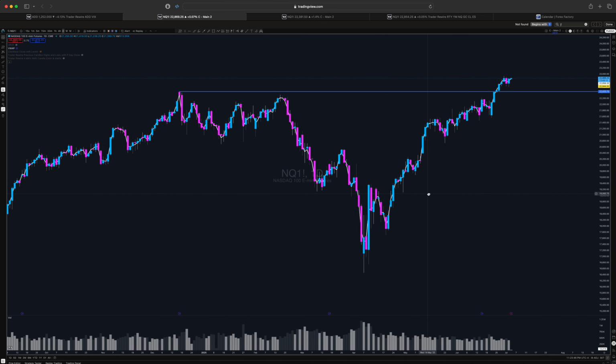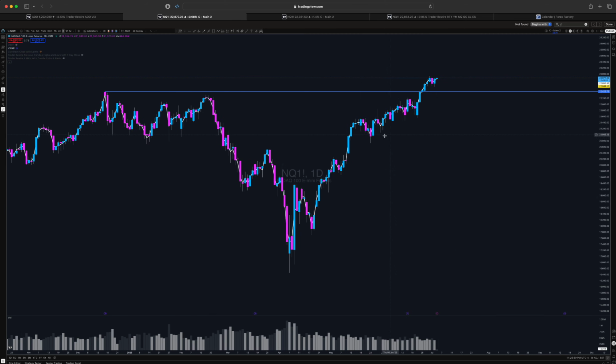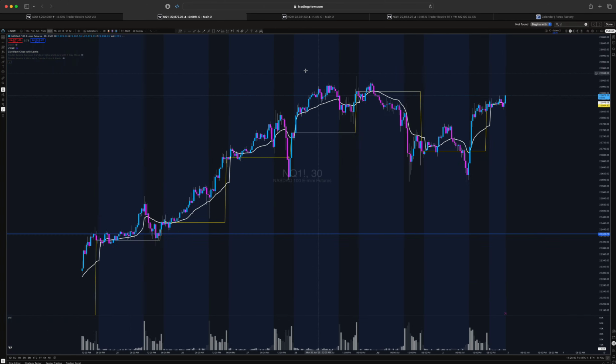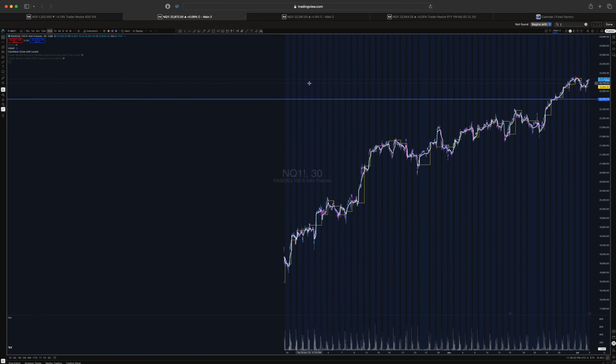I use market structure and Fibonacci to analyze the market, and today we're going to do a recap to see what's brought us up here. First off, we'll start off with that we're over all-time new highs, and to see what's brought us up here, let's hop into a 30-minute.